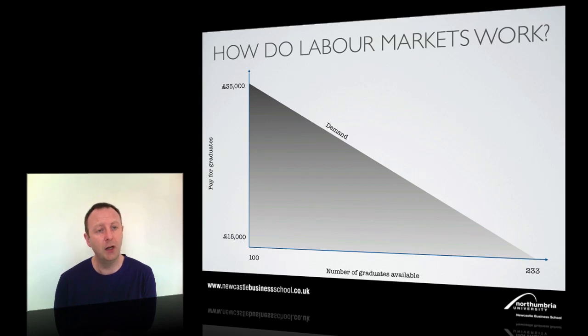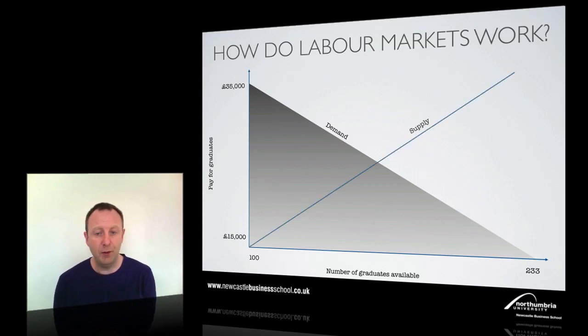So if we look at the top left-hand side of the demand curve, we can see that at £35,000, 100 graduates would secure work, whereas at the right, lower end of the demand curve, a much greater number, more than twice that number of graduates would be offered work at the lower rate of pay at £15,000. So that tells us something about the operation of the labour market from the point of view of the employer, of the people who are buying labour.